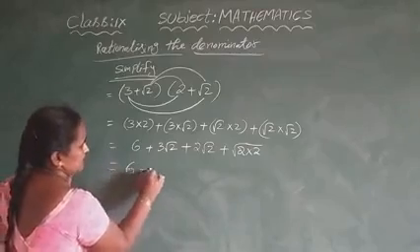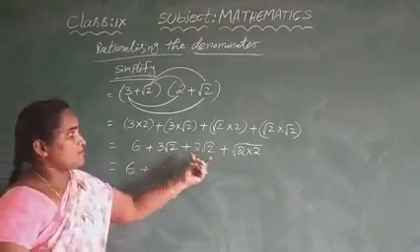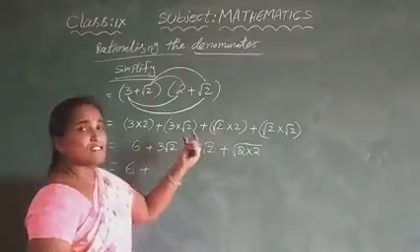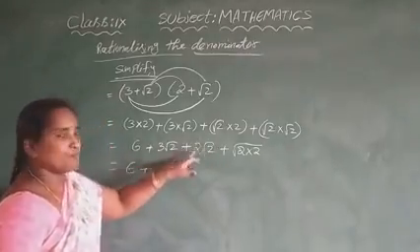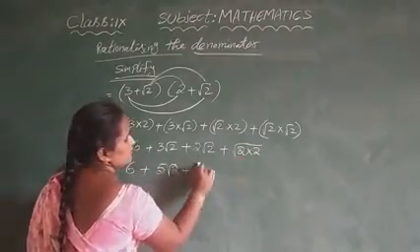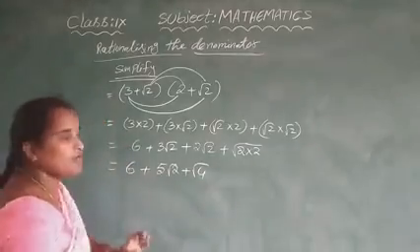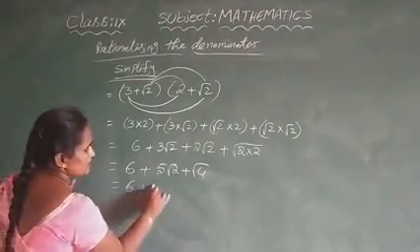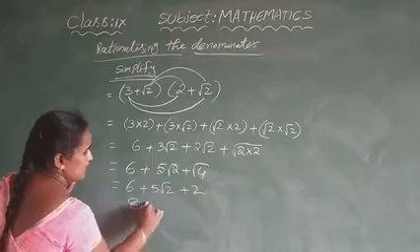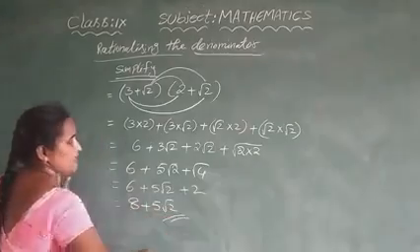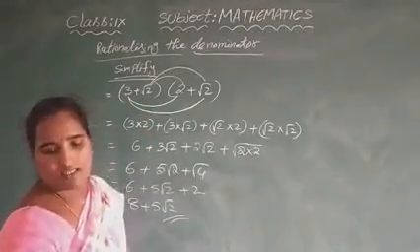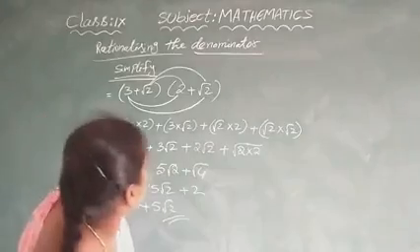So we see here 6 plus... observe these two numbers, root 2. That means similar surds are there. So 3 plus 2 is 5 root 2, plus the square root of 4. What is the square root of 4? The square root of 4 is equal to 2. Then 6 plus 2 is 8. 8 plus 5 root 2. This is the simplification of this problem.